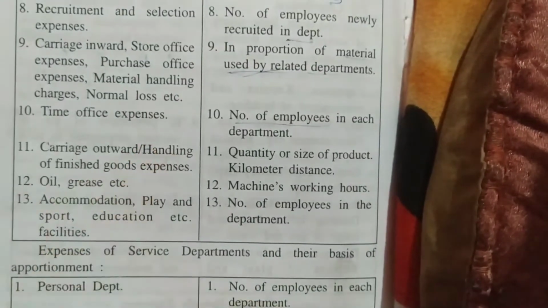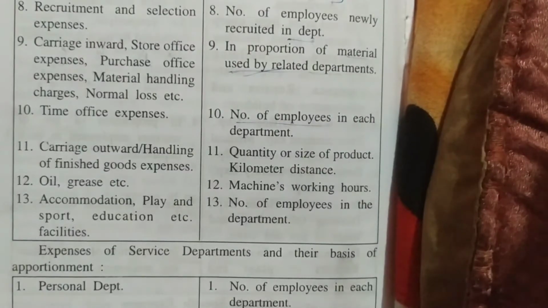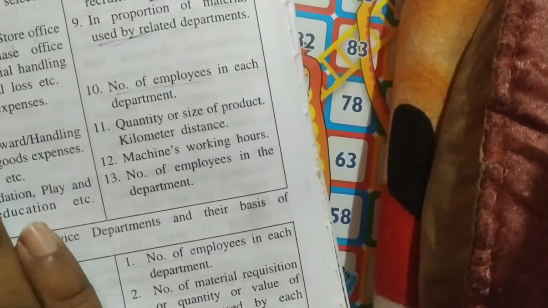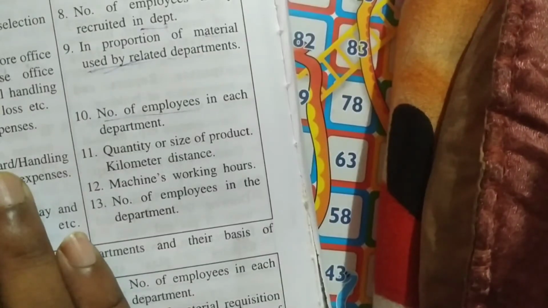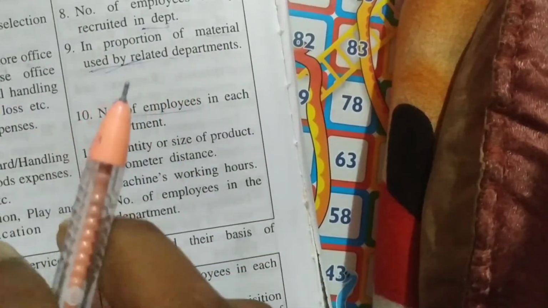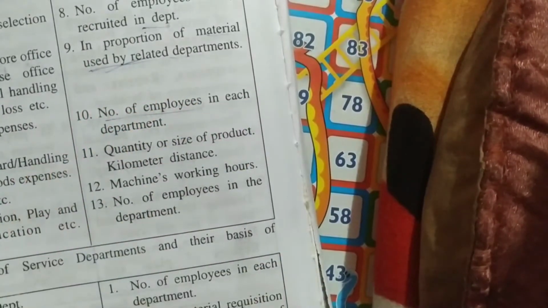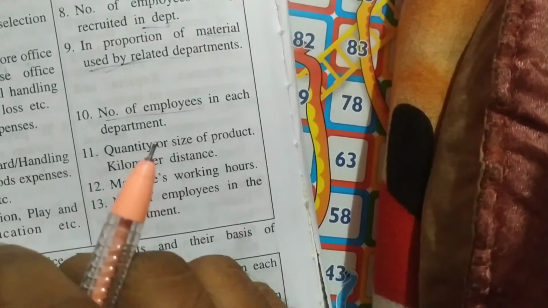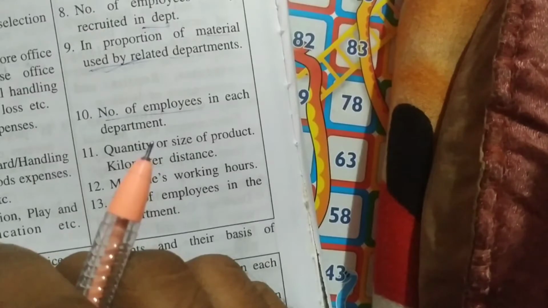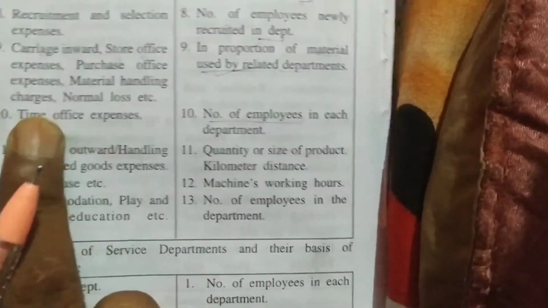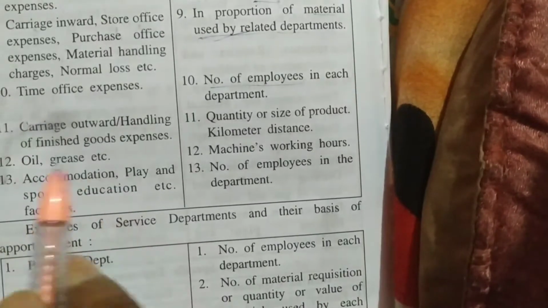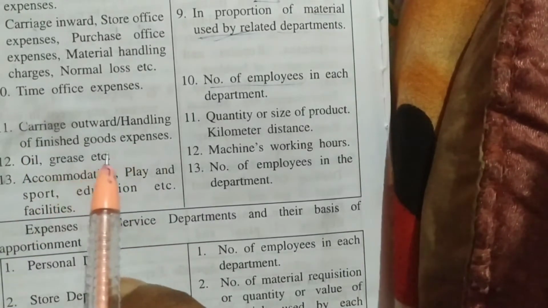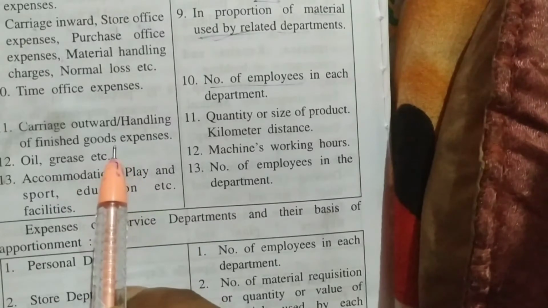See, for example, if company ABC Limited has three departments A, B and C, then such type of time office expense will be distributed among each and every department in the ratio of number of employees in each department. For example, department A has only 2 laborers, department B has 4 laborers and department C has 10 laborers, then the expense which is related to the office will be distributed in the ratio of 2:4:10, right?